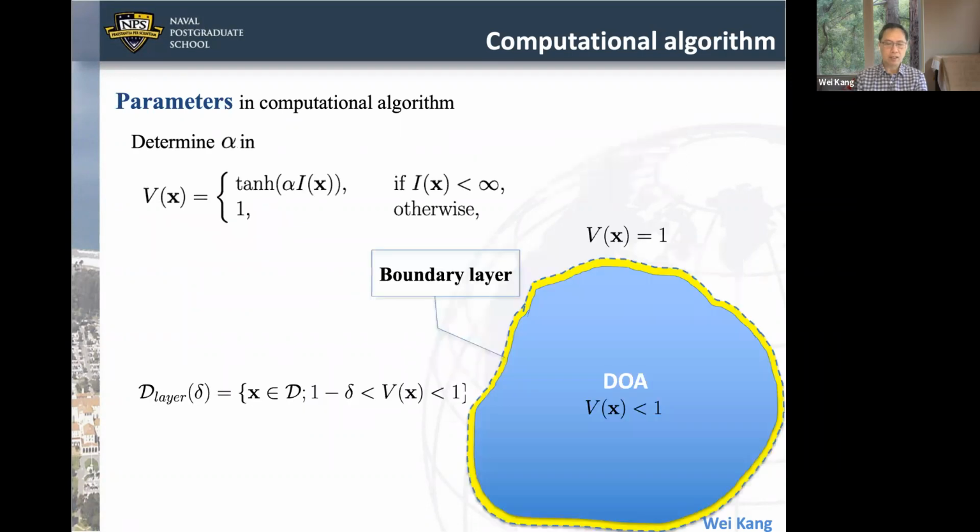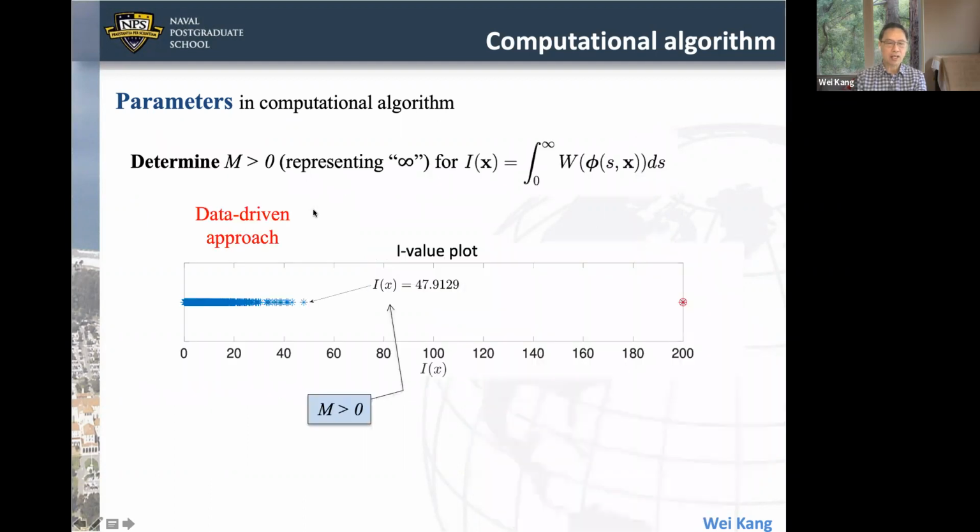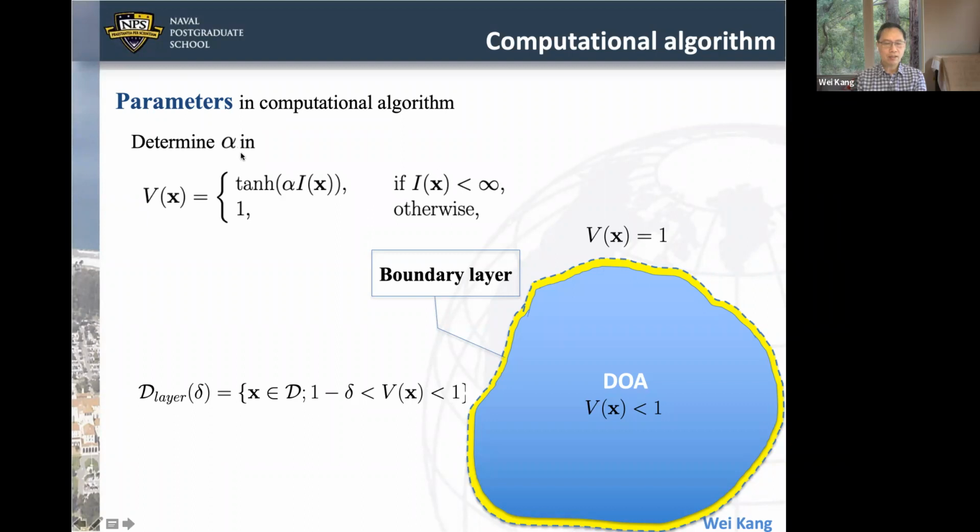So here is the concept of the boundary layer. In numerical computation, you never exactly hit the boundary of the domain of attraction. You just get close enough. The computer has finite digits, so it has a machine precision. So one thing to decide was how large is infinity. Then another thing to decide is, what is this alpha? That alpha actually scales your numerical range.